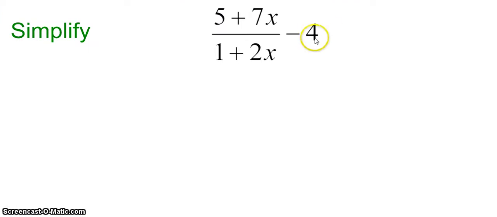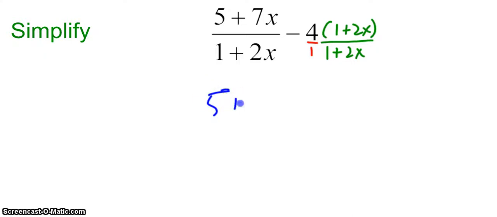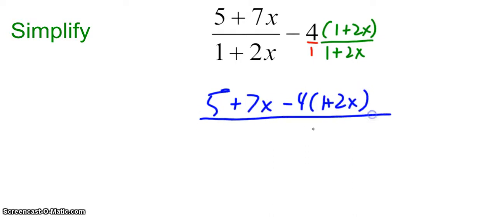We want to get a common denominator. Right now the denominator here is 1. So I'm going to multiply the 4 by (1 plus 2x) over (1 plus 2x). Why? Because this has a denominator of 1 plus 2x. Okay, good stuff. (5 plus 7x) minus 4 times (1 plus 2x) all over 1 plus 2x.